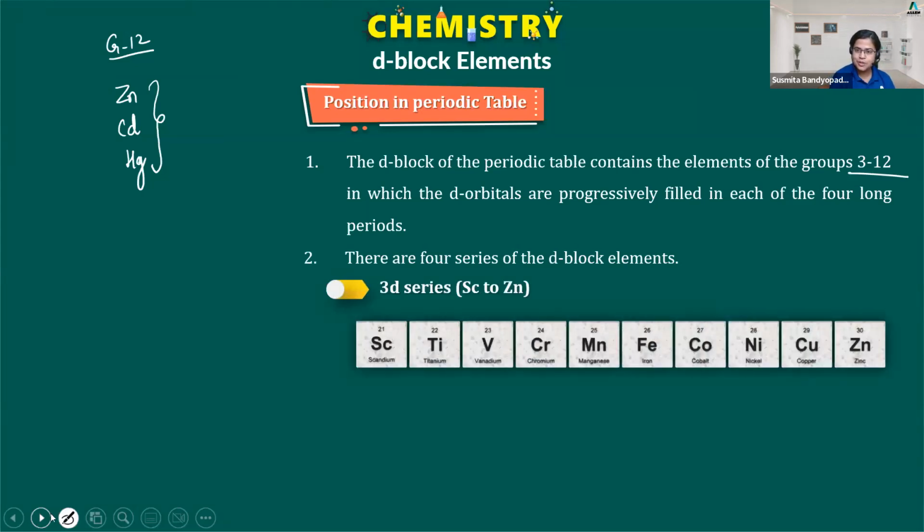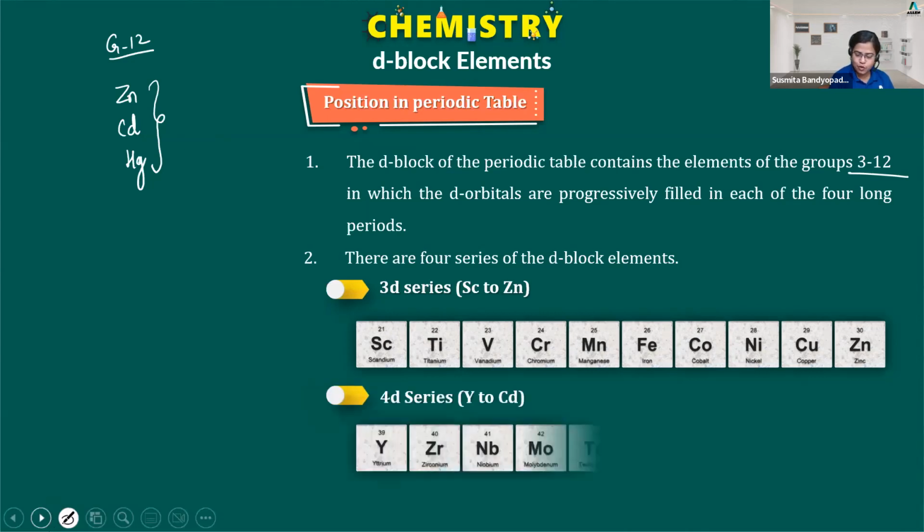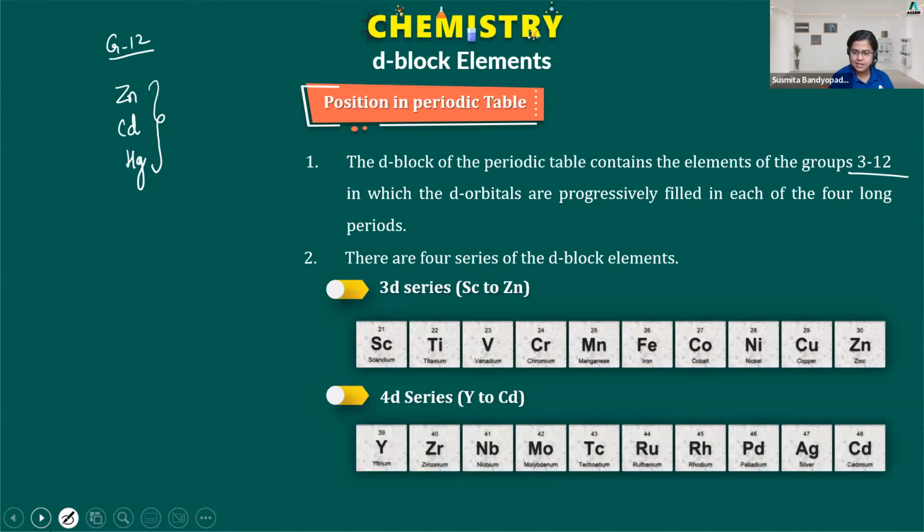The 3d series, which you must have remembered each and every element here. And which are the two elements which show exception in their electronic configuration in the 3d series? Chromium, copper, everyone knows. So we should discuss something new. In the 4d series, there are many who show exception. There's someone who shows special exception.